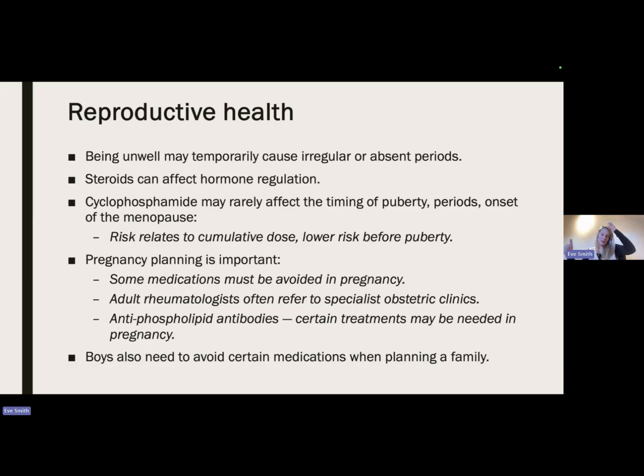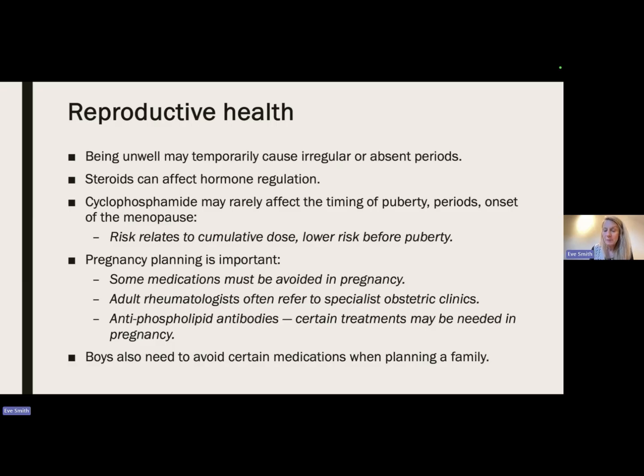As people are going through transition, we start thinking about, if you were to become pregnant, that there are certain medications that must be avoided in pregnancy because they can impact on the baby. When patients are in adult rheumatology, it's really important to have that conversation with your adult rheumatologist. And often when people are planning for pregnancy, they might be referred to a specialist obstetric clinic just to talk through it and to think about the things that would be helpful.